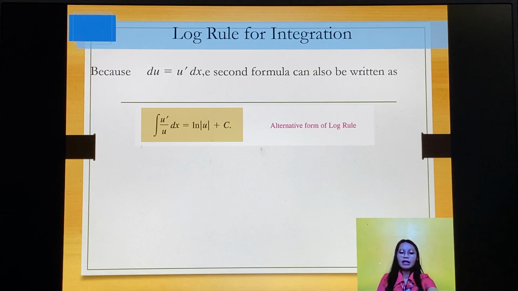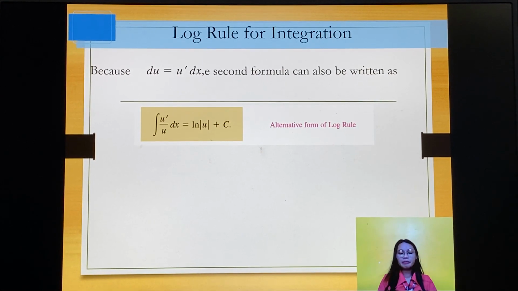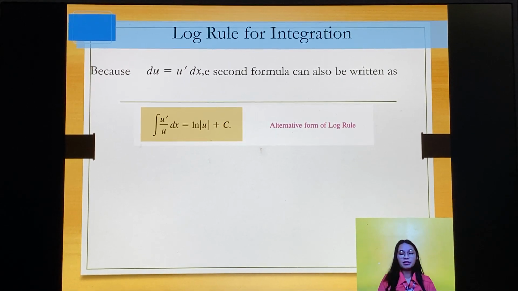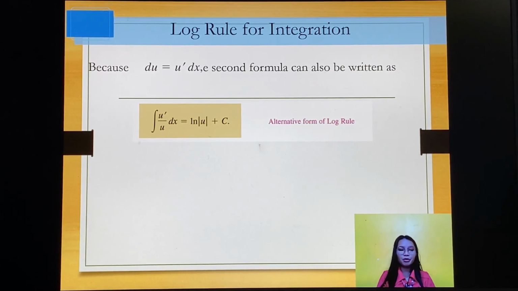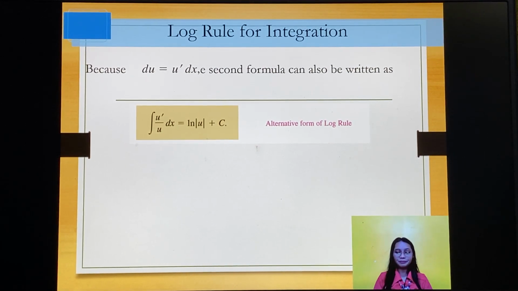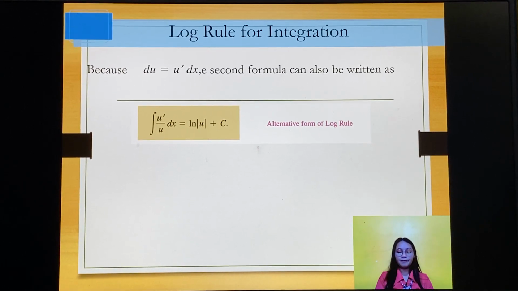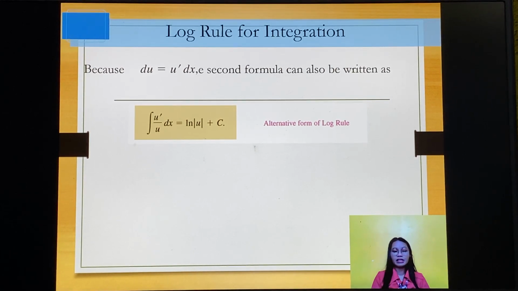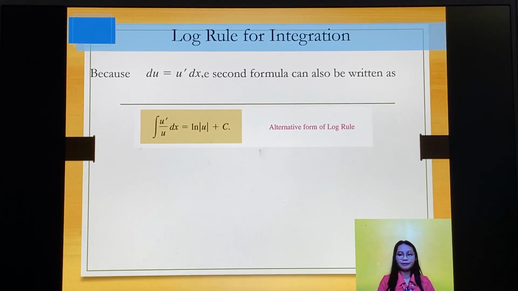If we read this as a whole, the integral of the derivative of u with respect to x divided by u, integrated with respect to x, is equal to the natural logarithm of the absolute value of u plus a constant c. This formula allows us to find the antiderivative of a function in the form of the derivative of u over u, and expresses the solution as the natural logarithm of the absolute value of u plus the constant of integration.